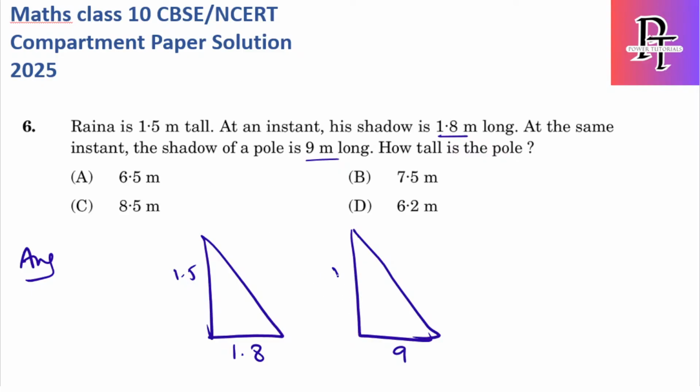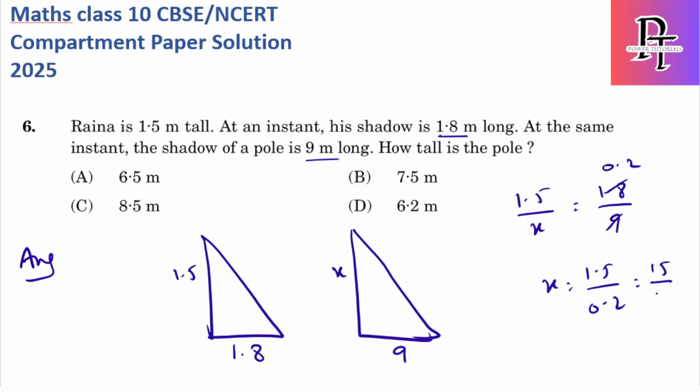Keep it as x. Simply relate the ratios and you'll get the answer. So it is 1.5 by x is equal to 1.8 by 9. This is nothing but 0.2. So x is 1.5 by 0.2, or 15 by 2. 15 by 2 is what? 7.5 meters. So the height of the pole is 7.5 meters. It's a direct question. Okay, let's see the next one.